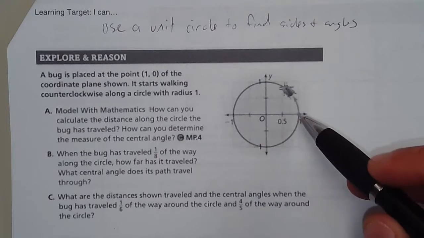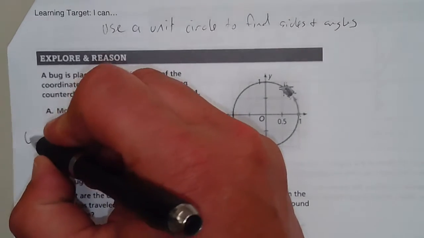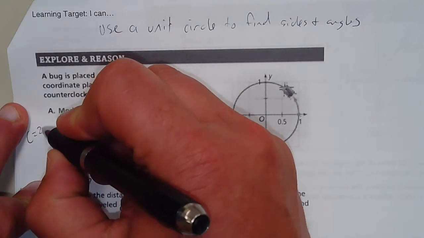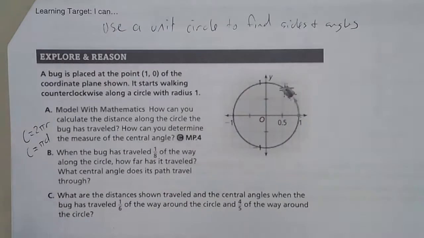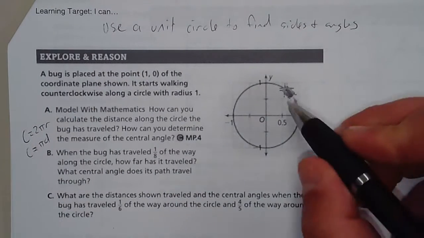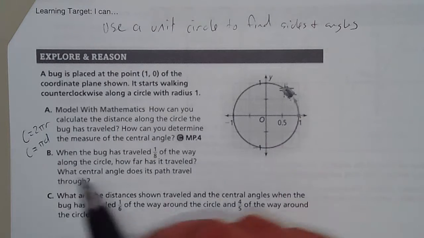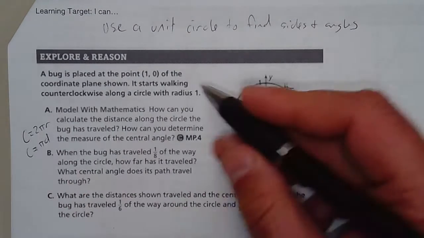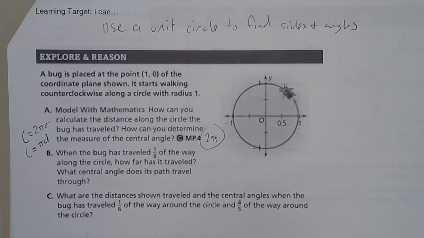So this is how you calculate the distance along the circle that the bug has traveled. We've learned this before. This would be circumference. And circumference of a circle, there's 2 formulas: 2 pi r or pi d. And both those are saying the same thing. In this case, the radius is 1, so it's going to be 2 times 1, or in other words, 2 pi. So 2 pi would be the distance that it travels.